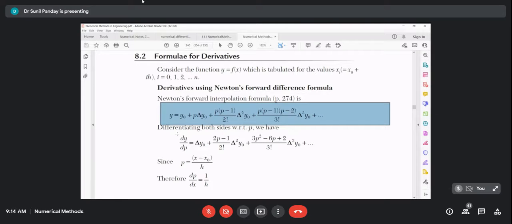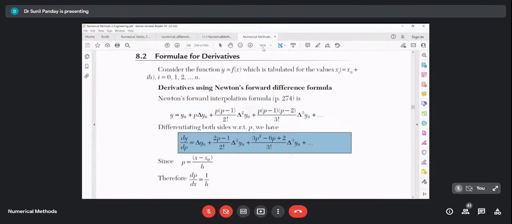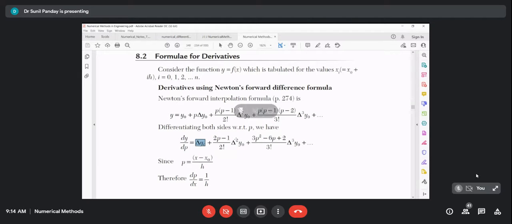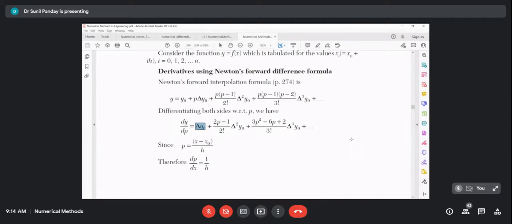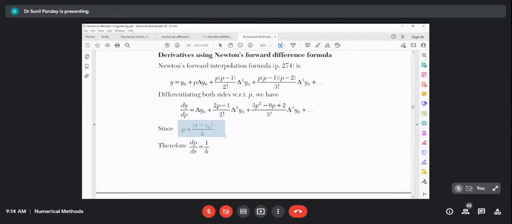This with respect to p by chain rule, and then we have this kind of expression: delta y naught 2p minus 1 upon 2 factorial delta 2 y naught, and like this. Here p equals this one, and dp over dx is required. When we apply the chain rule, dp upon dx is 1 upon h.